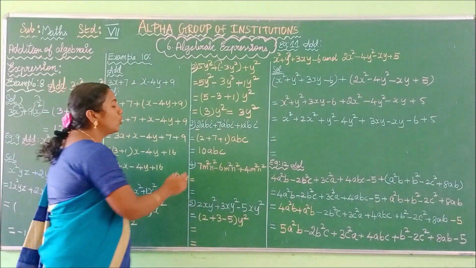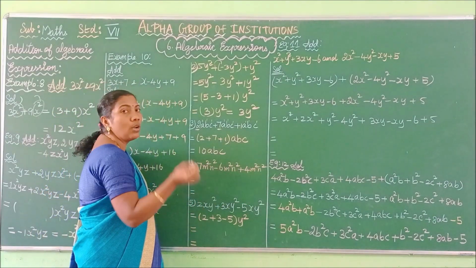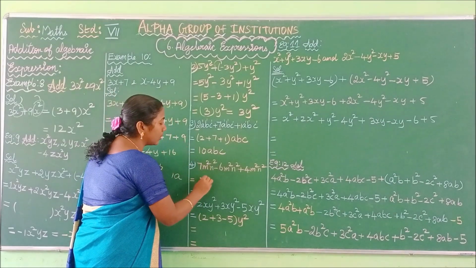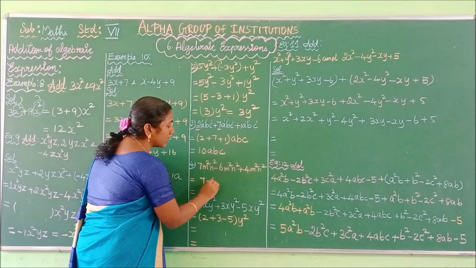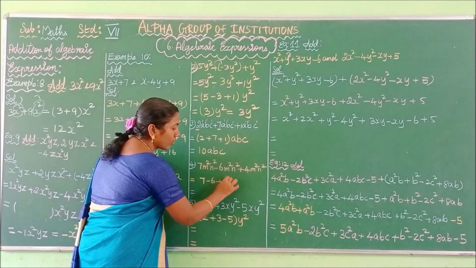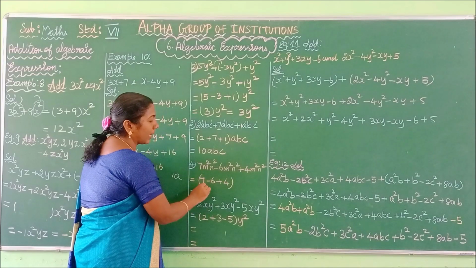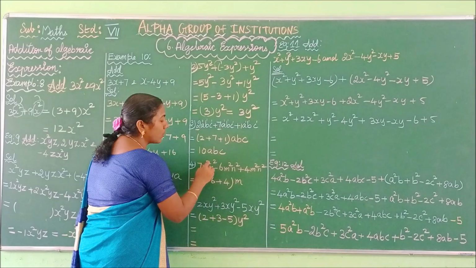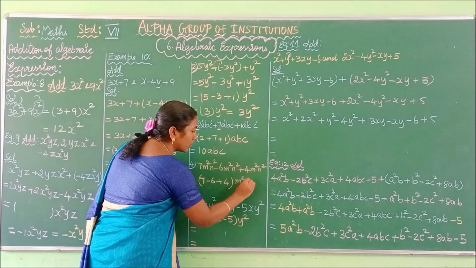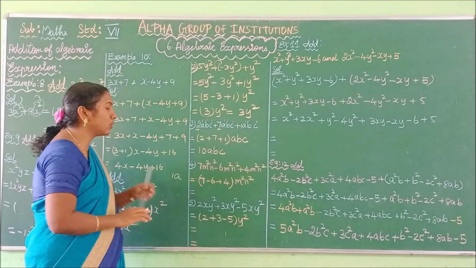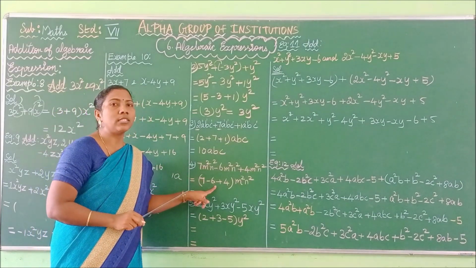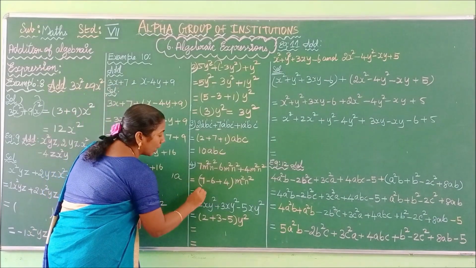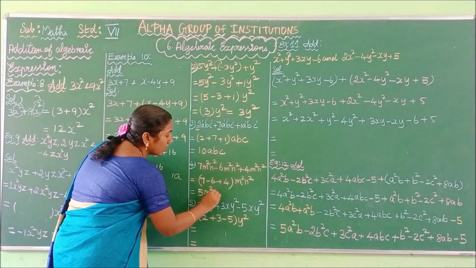To evaluate this expression you have to add the numerical coefficients. Write the numerical coefficients along with their signs. So 7, minus 6, plus 4. You have to write these numbers within the bracket. Beside the bracket you have to write the variables. Which is the variable here? m square n square. So write it as m square n square. Do you understand? So 7 minus 6, what is your answer? 1. 1 plus 4, 5. So your answer is 5m square n square.